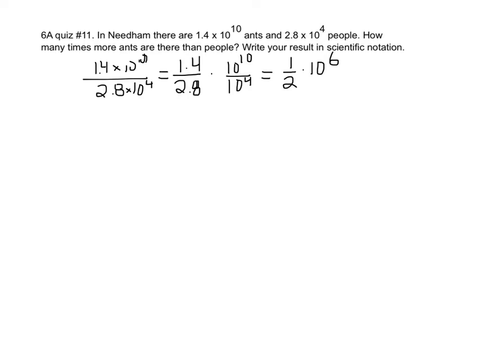What I can do is I can regroup because it's multiplication here. I can take one of those 10s and group it with the 1/2. And then I still have 10 to the 5th after that. And 1/2 times 10 is 5. So this is 5 times 10 to the 5th. And that's how many more times ants there are than people.